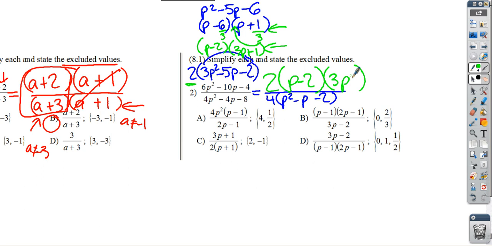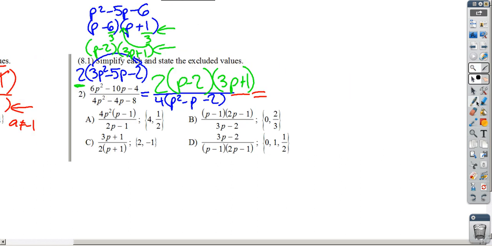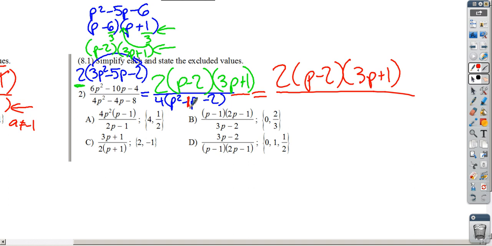Let's start by looking at the excluded values. That's the things that make the denominator 0. So right here, actually we haven't totally factored the bottom, so let's do that first. So the top is going to stay the same. The bottom, we are looking for numbers that multiply to negative 2 and add to, that's a negative 1 right there. And the numbers that do that would be negative 2 and positive 1. Okay, excluded values would be p equals 2 right there and p equals negative 1 right there, because that's what would cause the denominator to be 0.